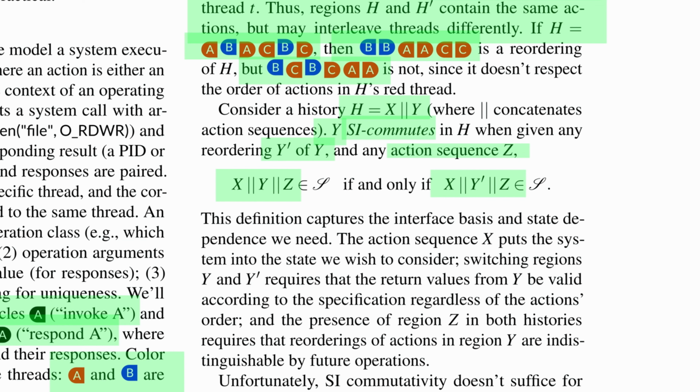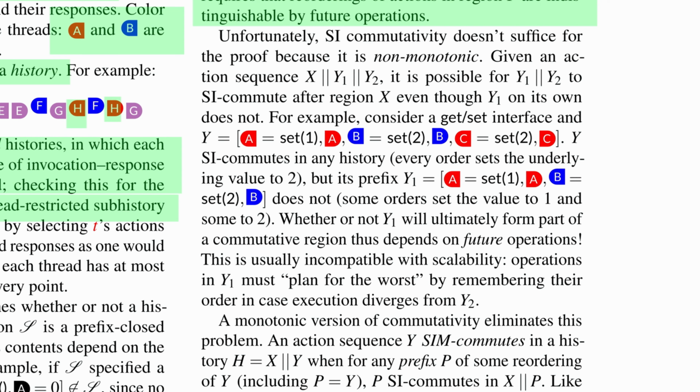The way to interpret this is that the action sequence X puts the system into an initial state. We consider reorderings of Y to show that we are indifferent to its order. And finally, we suffix the history with Z to capture the idea that any later events cannot tell the difference between the two reorderings of Y. So that captures the idea of defining a version of commutativity that takes state dependence into account. But it still misses one thing, and that is a monotonicity property.